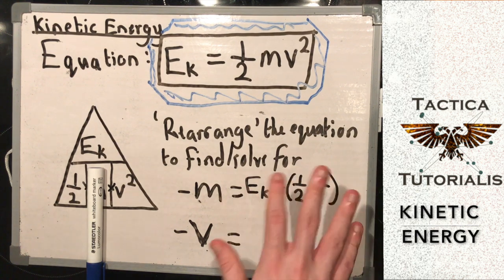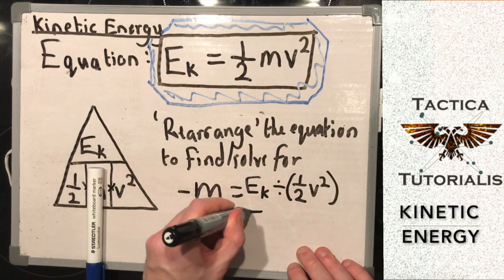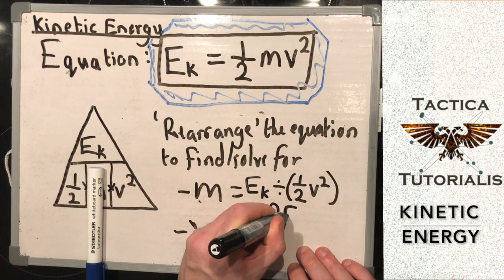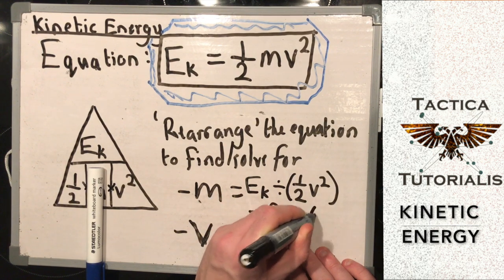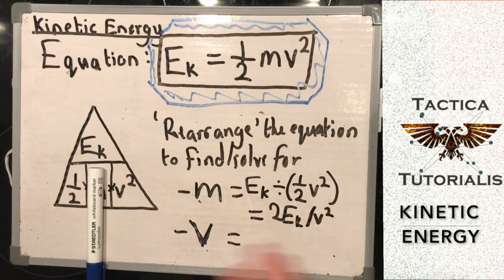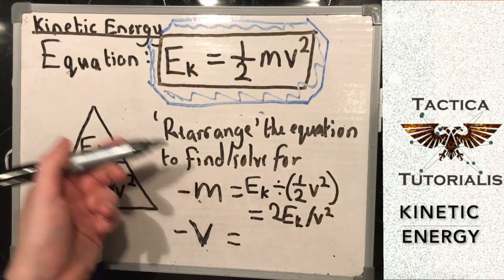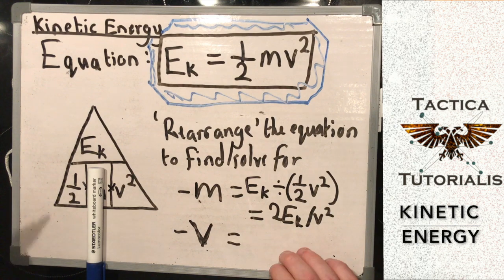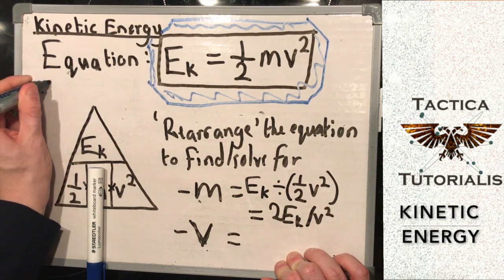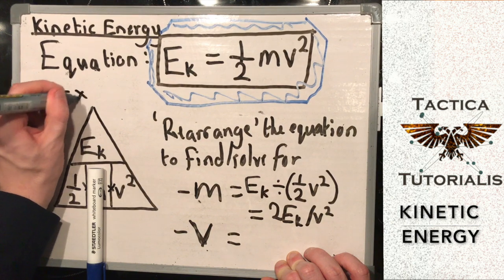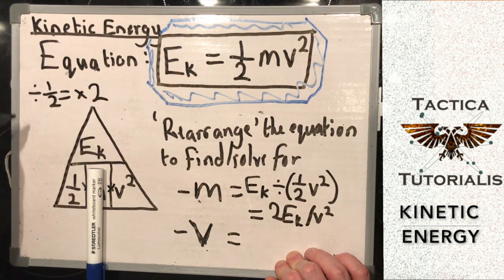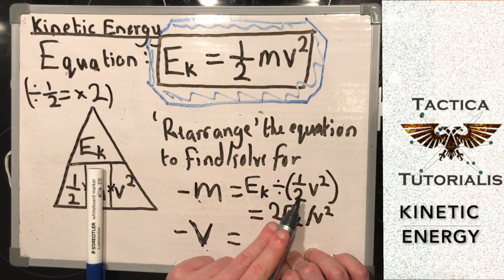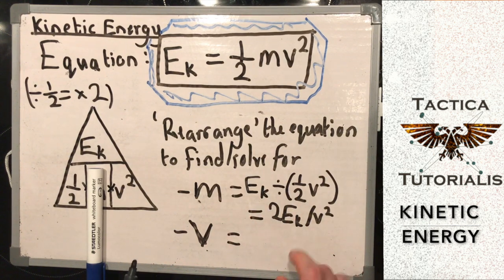Or if you prefer to make that a little bit neater, you can pull the half across to be 2EK over v squared. I've done a little bit of magic there, because if I've divided by a half, that's equivalent. If you divide by a fraction, you flip the fraction upside down and turn it into a multiplication. So dividing by 1/2 is equal to timesing by 2. That's just a little aside. That's why I've been able to turn that divide by a half into timesing by 2 while still dividing by v squared.